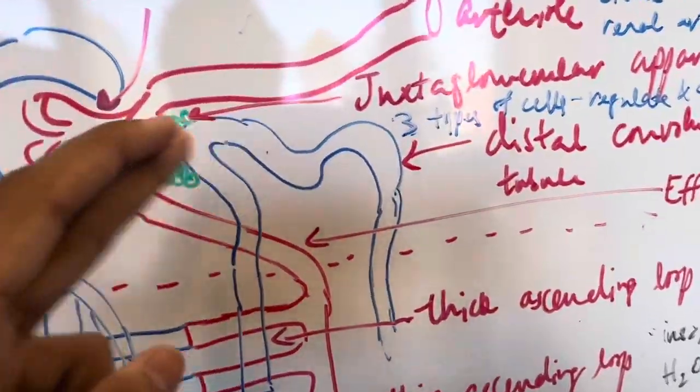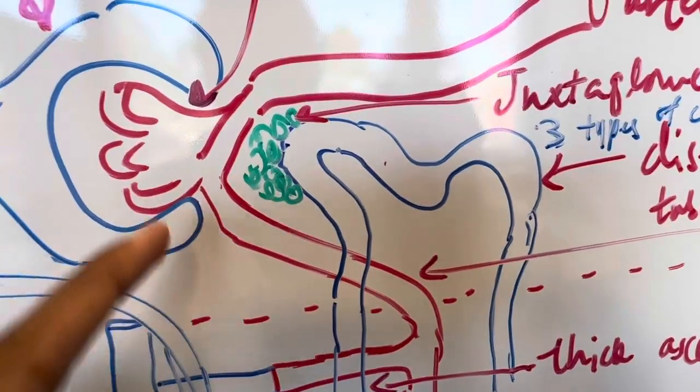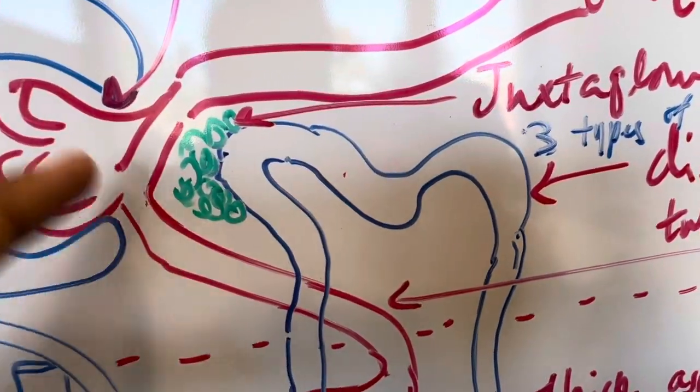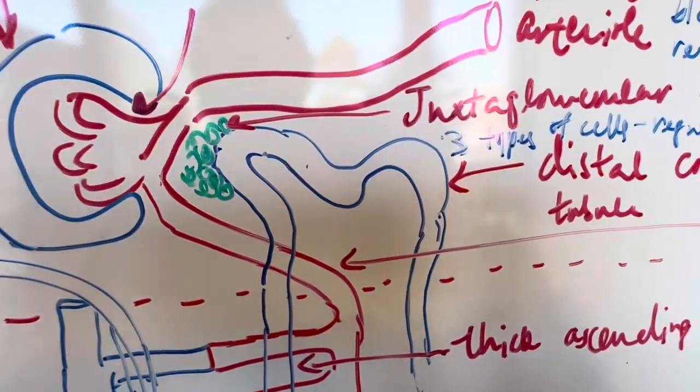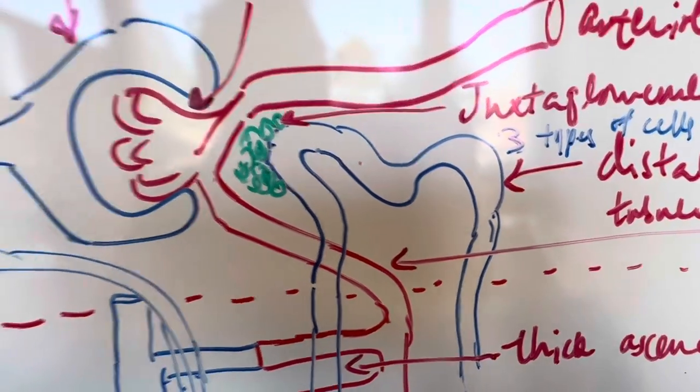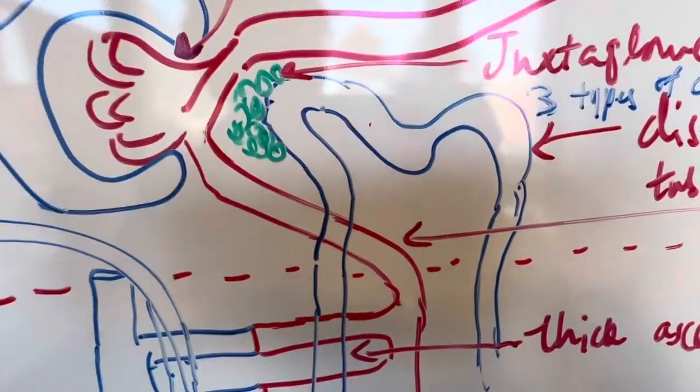In the nephron, alongside the distal convoluted tubule, we also have the juxtaglomerular apparatus, which is a collection of three types of cells that regulate and control the nephron.